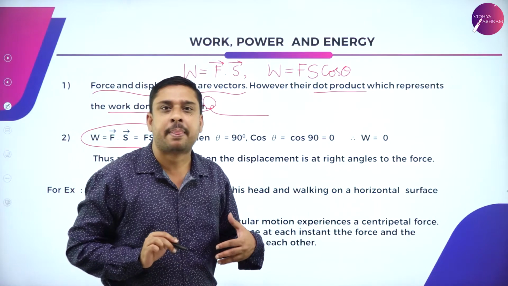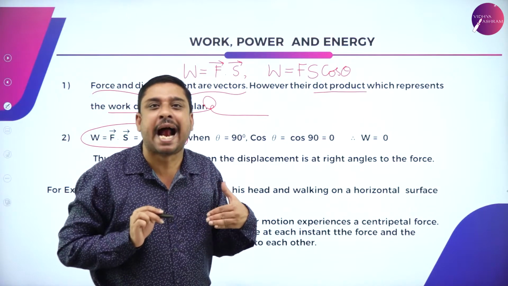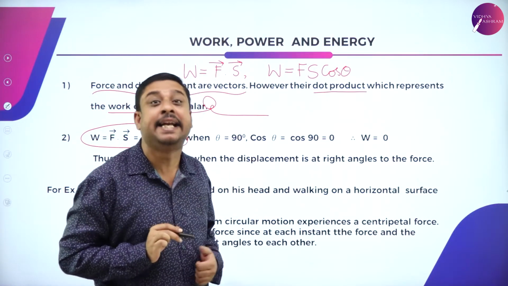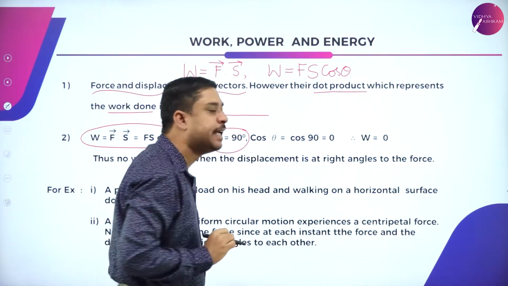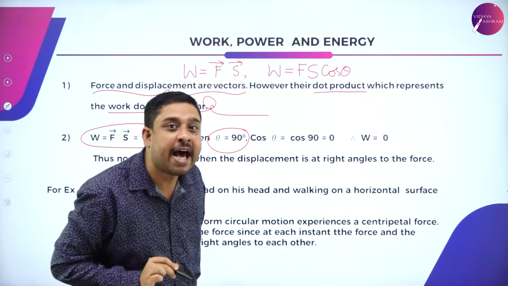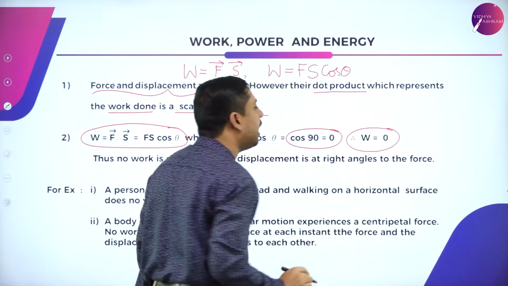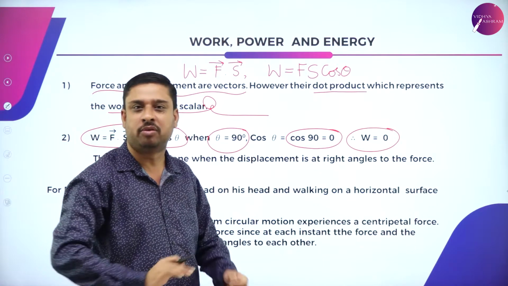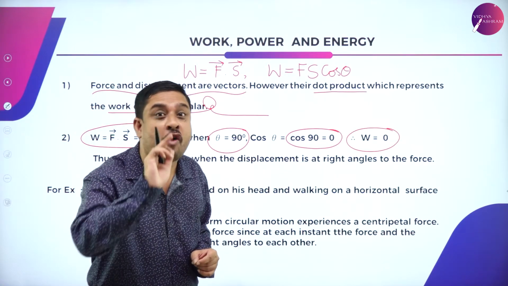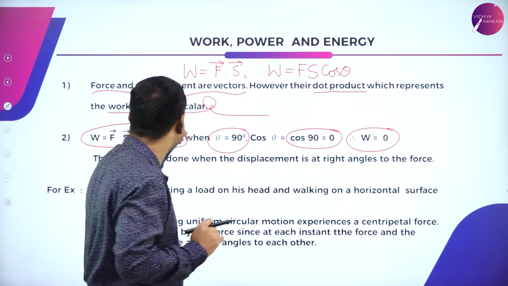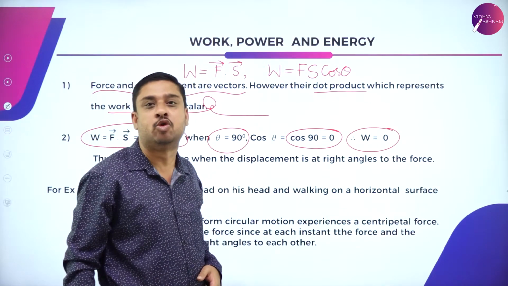Now assume when the angle between force and displacement is 90 degrees, when theta is 90 degrees, what is the value of cos 90? Beautifully 0, which means work done also becomes 0. I told you F cannot be 0, force cannot be 0, displacement cannot be 0 because they are magnitude values.